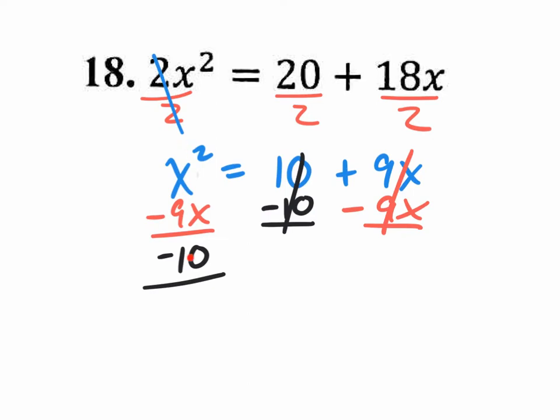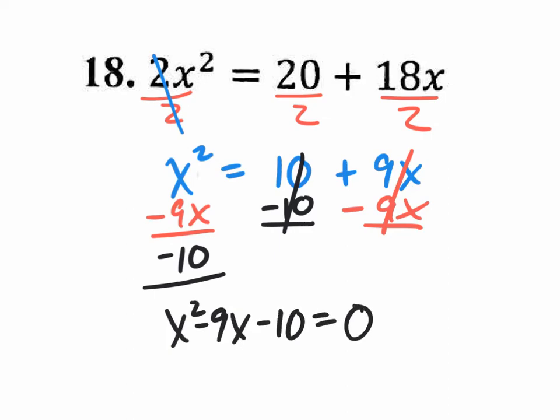Now notice I didn't actually do this because I cannot subtract 9x's from x squares. I cannot subtract 10 from negative 9x. So all I'm going to do is rewrite this as a quadratic trinomial, x squared minus 9x minus 10, and it's going to equal 0 because I canceled them out.